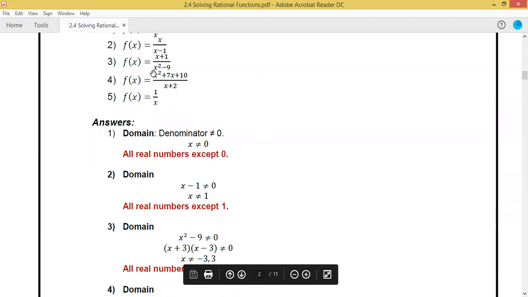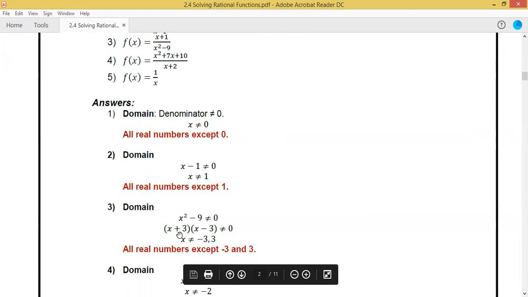Number 3, x squared minus 9 should not be equal to 0, but we need to factor this out. Based on your factoring lesson, the factors are x plus 3 and x minus 3, and that should not be equal to 0. So the first one, x should never be equal to negative 3, and the second one, x should not be equal to 3. So our domain is all real numbers except negative 3 and 3.